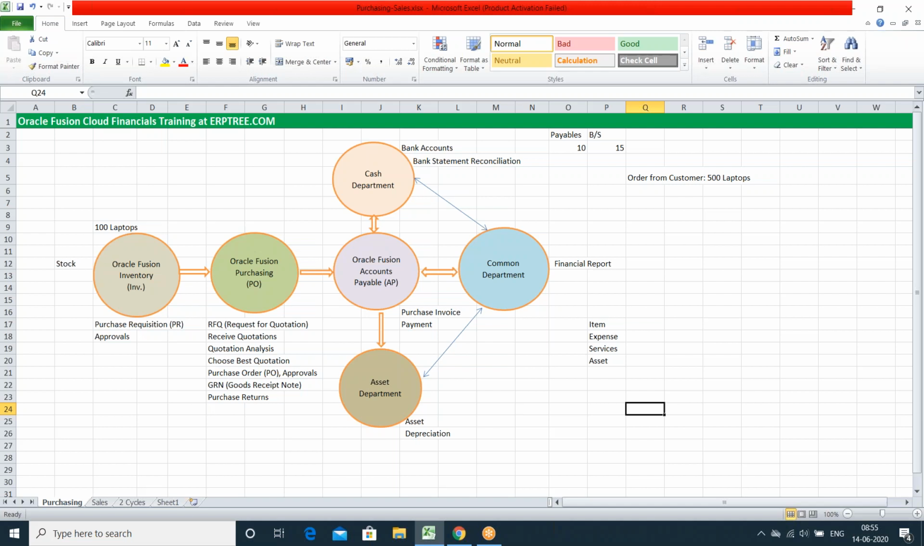But to understand the process, in the payables department, we record the purchase invoice and payments. For that, we have an application called Oracle Fusion Accounts Payable Application. The short name is AP.